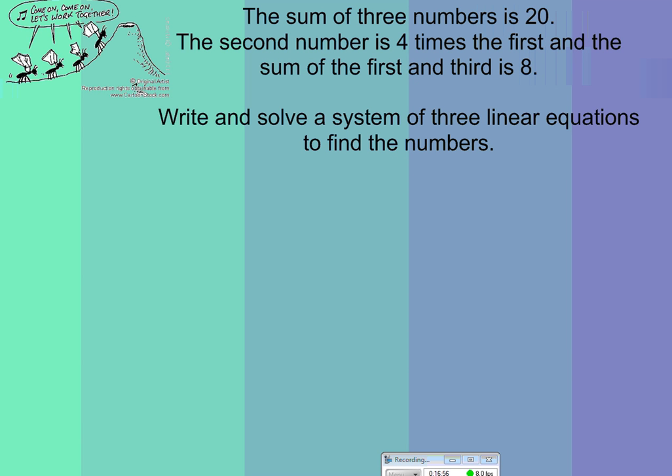All right, so let's kind of put it into word problems. The sum of three numbers is 20. The second number is 4 times the first, and the sum of the first and the third is 8. So let's take a look at this. So we've got A, B, and C are the three numbers. They equal 20. The second number is 4 times the first, and the sum of the first and third is 8. Okay, so A plus C equals 8. The second number is 4 times the first number. So 4 times A equals B.